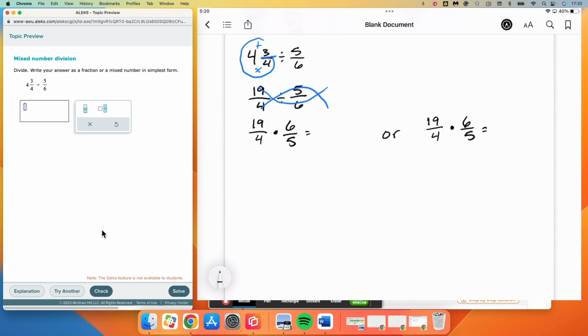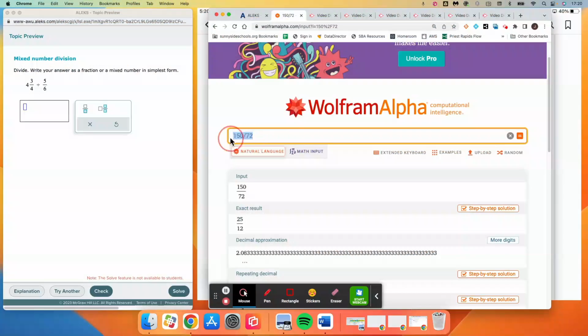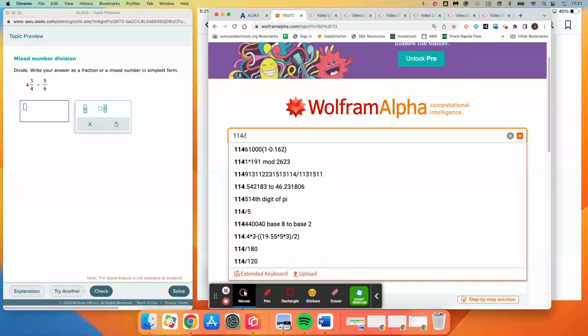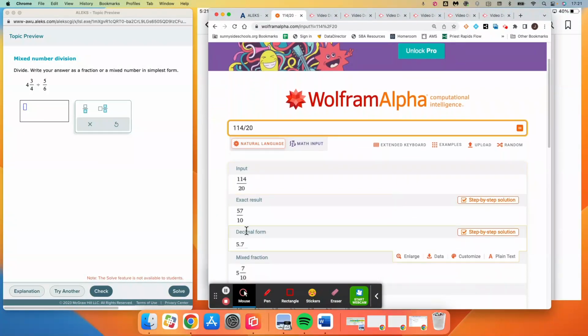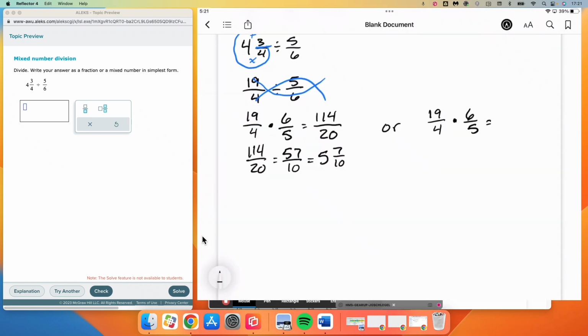So if I do this, 19 times 6 is 114. 4 times 5 is 20. I will go ahead and use Wolfram to simplify that for me. 114 over 20. Remember to always check your input. It gives me 57 over 10. Now converting that to a mixed number, 10 goes into 57 5 times with 7 left over, giving me 5 and 7/10.